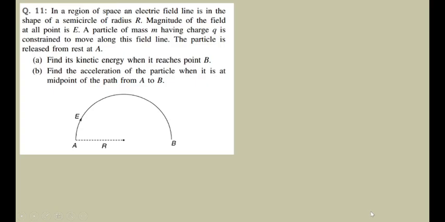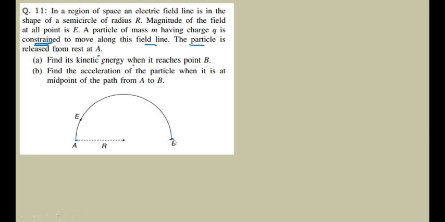Now this is a beautiful question. It is saying that in a region of space, an electric field line is in the shape of a semicircle of radius r. The magnitude of the field at the point is E. A particle of mass m having a charge q is constrained to move, means it is forced to move along this field line. The particle is released from rest at point A. Find the kinetic energy when it reaches point B.